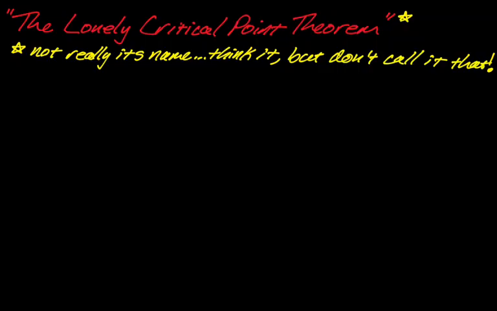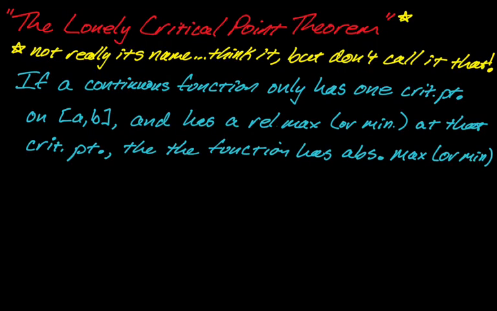All right, so here's what it says. If a continuous function only has one critical point on the closed interval from a to b and has a relative maximum or minimum at that critical point, then the function has an absolute maximum or minimum at that point. Somehow I just messed up writing that. So what would this look like? This is a big deal and you can think it through. If there's only one critical point, there's only one place that the function can turn around, either from increasing to decreasing or decreasing to increasing. So if you're at a maximum, you can never turn around and get higher than that. So that must be the absolute max.